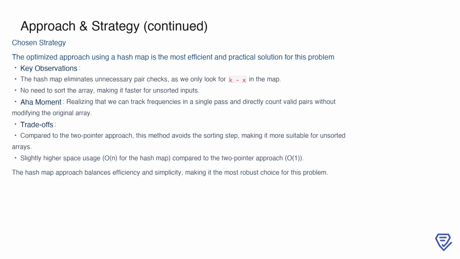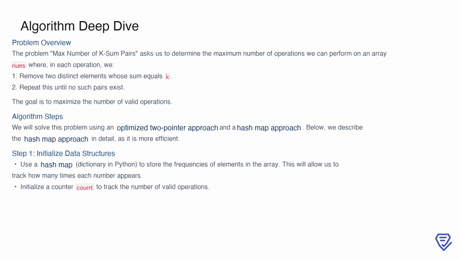In this problem, we are tasked with finding the maximum number of operations we can perform on an array where each operation involves removing two distinct elements whose sum equals a given value, k. The challenge is to maximize the number of such pairs we can find and remove. To solve this efficiently, we will explore two approaches, the two-pointer method and the hash map approach. Our focus will be on the hash map approach since it provides better performance.